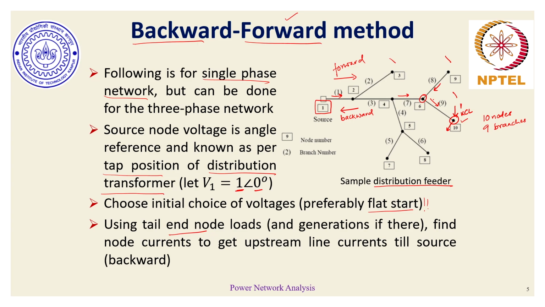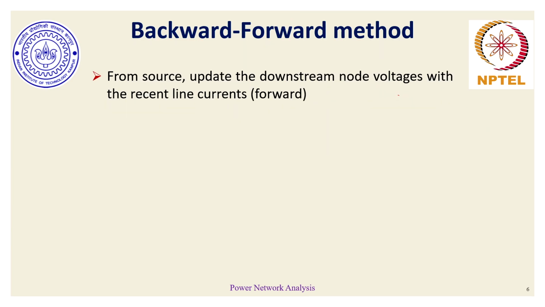In the next phase, which is the forward phase, having obtained all these currents, we try to update the voltages at each of these nodes by applying KVL. So basically, the backward phase is all about KCL application, whereas the forward phase is all about KVL application. Based on the latest currents in the branches, we update those voltages, and this backward-forward process continues till the voltages don't change significantly or the line currents don't change significantly.